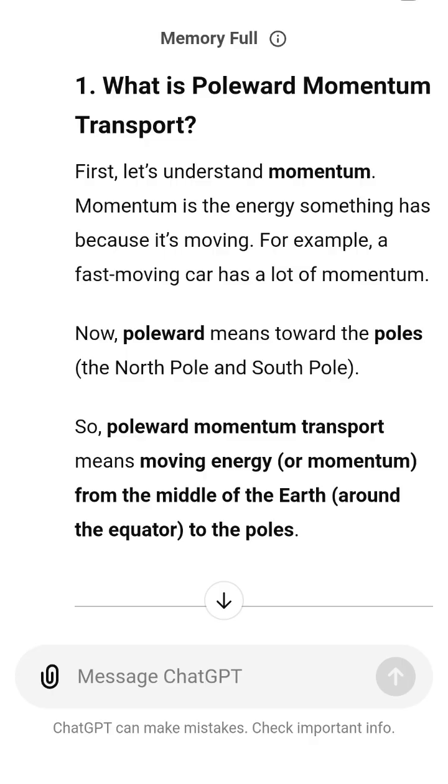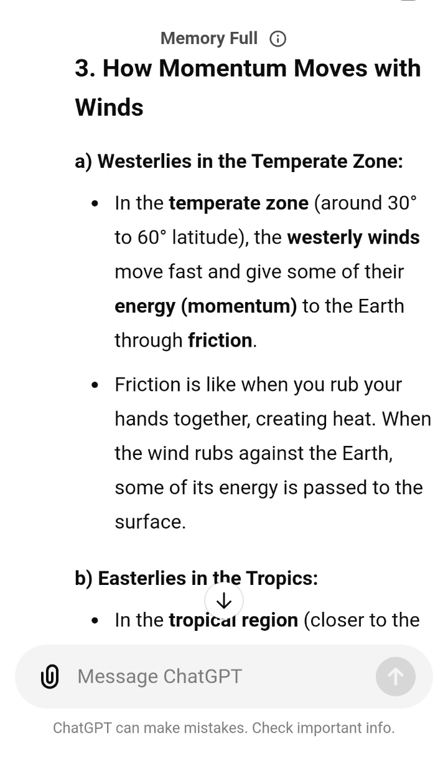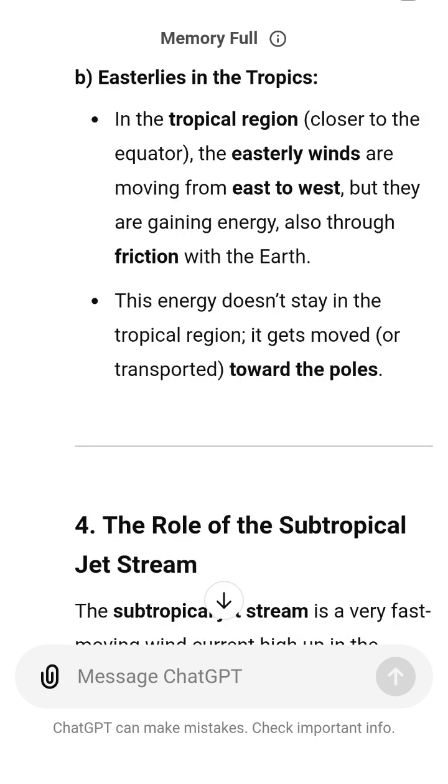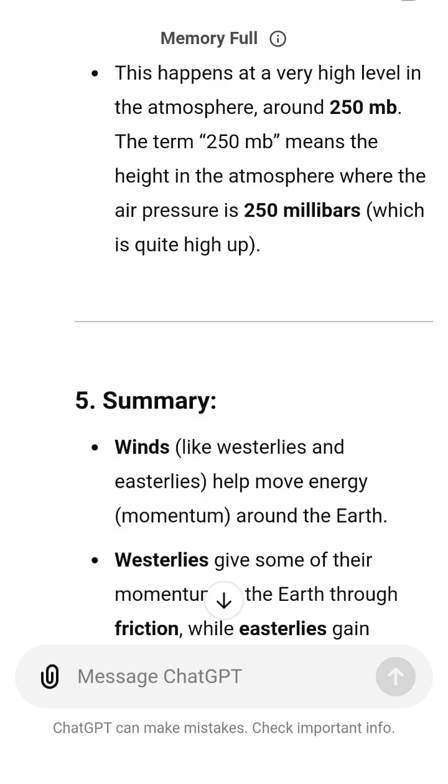Summary: winds, like westerlies and easterlies, help move energy, momentum, around the Earth. Westerlies give some of their momentum to the Earth through friction, while easterlies gain momentum from friction in the tropical region. The jet streams, especially the subtropical jet stream at around 30 degrees latitude, play a big role in moving this extra energy toward the poles.